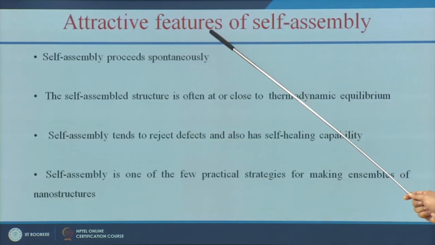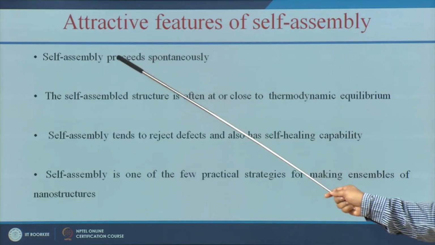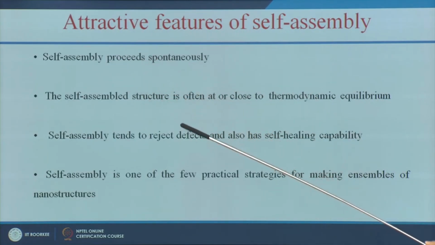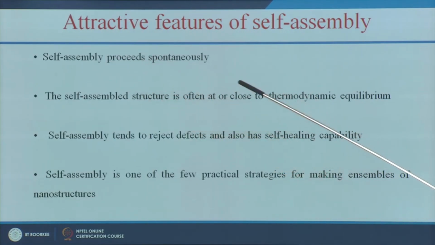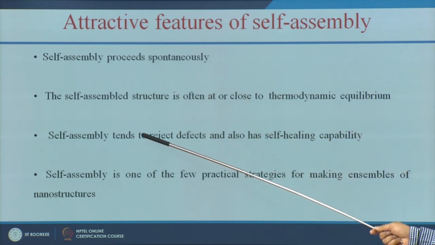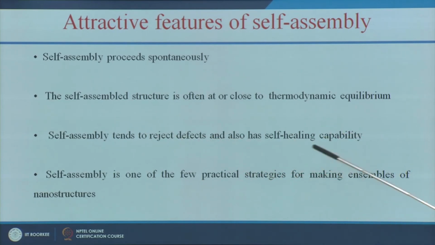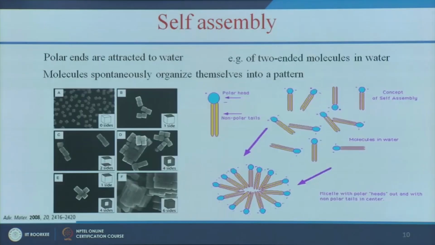So what are the attractive features of self assembly? The self assembly proceeds spontaneously and it is often close to thermodynamic equilibrium. Okay. And again it rejects the defects and also it has a self healing capability, and self assembly is one of the few practical strategies for making nanostructures. Okay. So let us see some other examples.